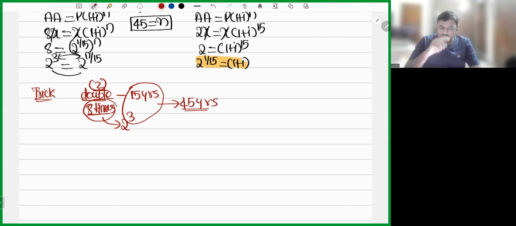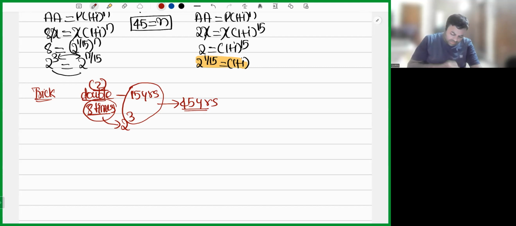What is it telling? It is telling it will double in 15 years. And how many years will it take to become 8 times? 8 I'm writing in terms of double, in terms of 2. 2 cube. So 3 into 15, 45 years. So I hope it was simple. There was nothing much difficulty.